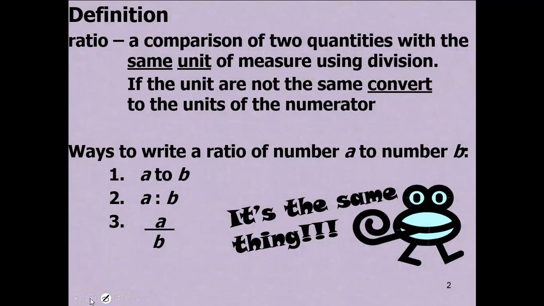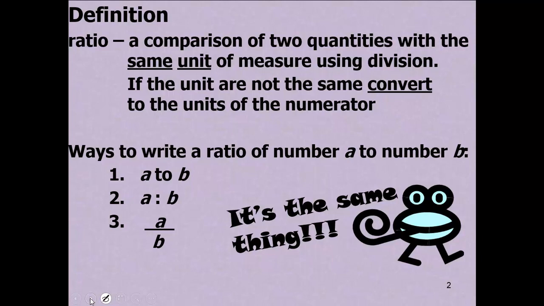Definition: a ratio is a comparison of two quantities with the same unit. If your numerator is in hours, your denominator needs to be made into hours. If your numerator is in miles, then your denominator needs to be converted to miles. Make sure you're in the same units. The way we compare these two quantities is through division. A ratio makes a division problem. Remember, if the units are not the same, you have to convert one of the units. So go ahead and convert to the units of the numerator.